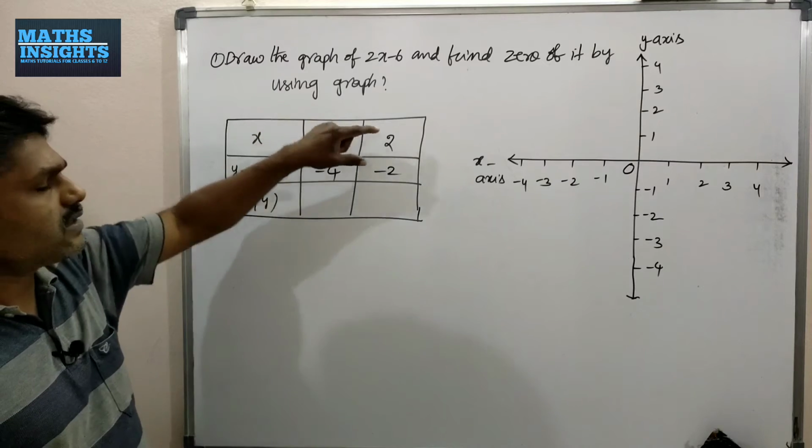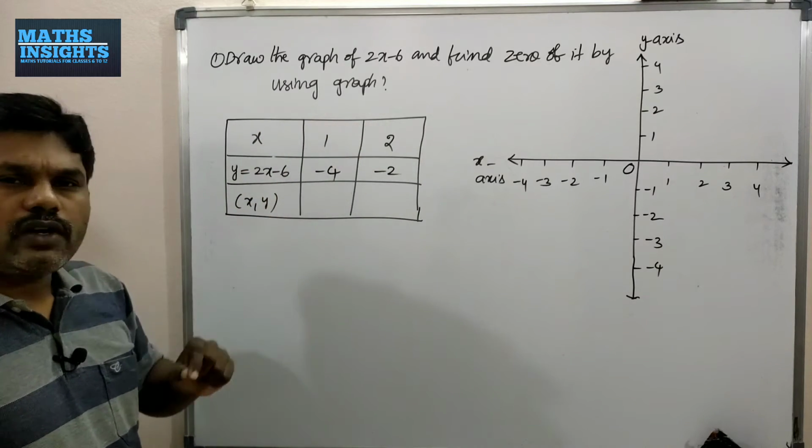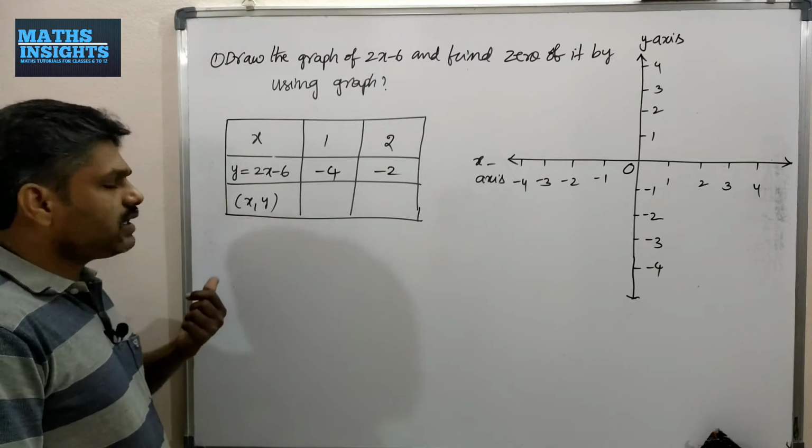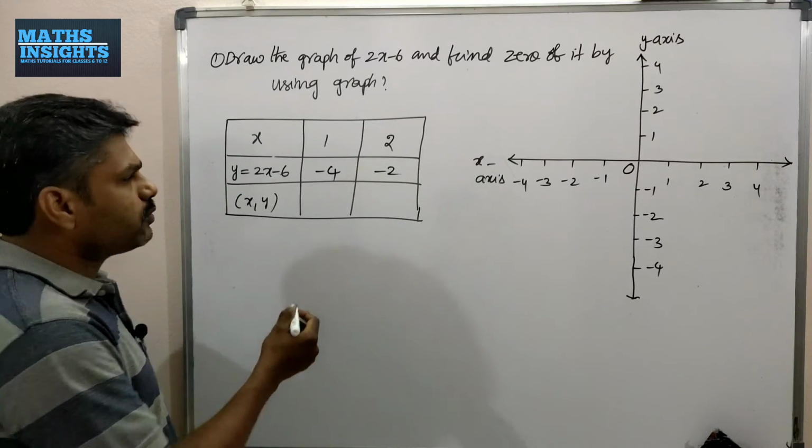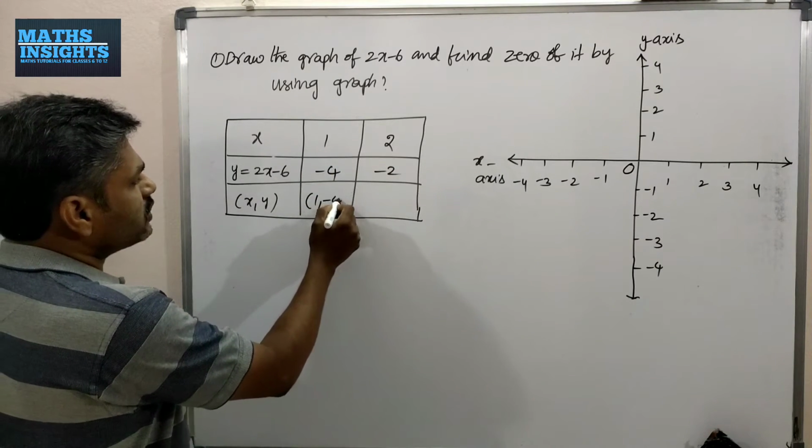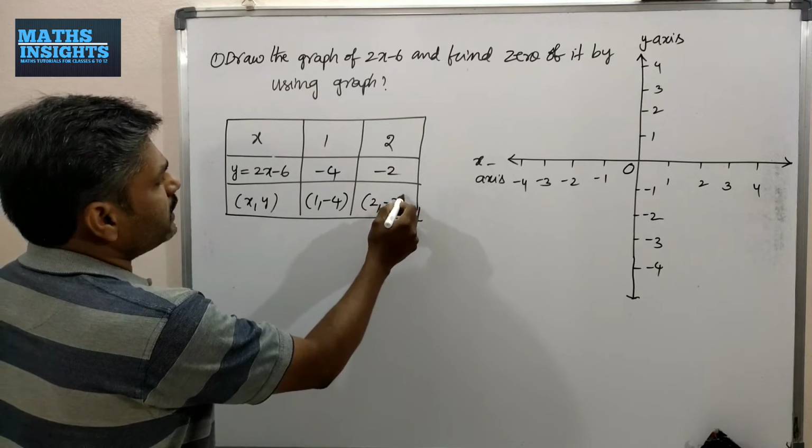After finding the x and y values, you have to write the coordinates of the points. See, 1 comma minus 4 and 2 comma minus 2.